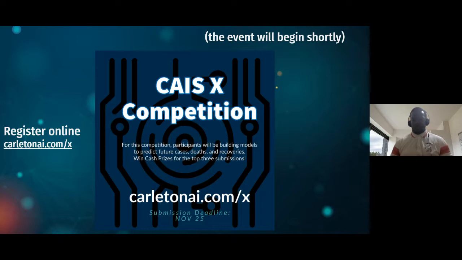For this competition, it's a multivariate time series forecasting competition. What that means is you'll be using multiple variables to try to predict multiple other variables. In this case, it'll be the amount of deaths, the amount of recoveries, and the amount of cases. The competition starts right now, today. You can go and enter the competition through carletonai.com/x, and you'll be able to see the Kaggle competition. I'm here to answer any of your questions.